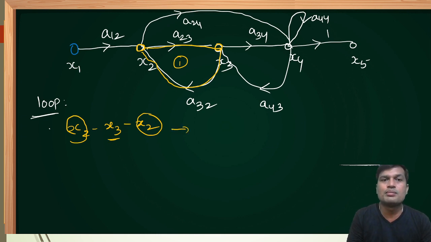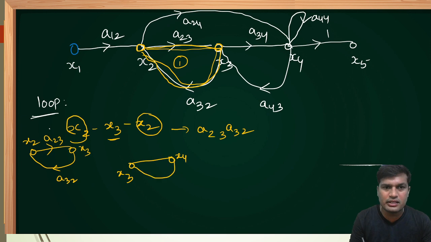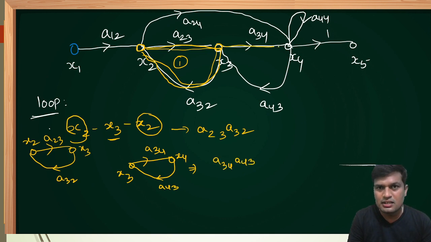What is the gain of the loop? Just multiply the gains. What is the gain? A23, A32. This is the first loop: x2, x3, x2, with gain A23, A32. Second loop. What is the second loop, dear friends? x3, x4 and then x3. What is the gain? A34, A43. The loop gain will be A34, A43. This is the second loop.